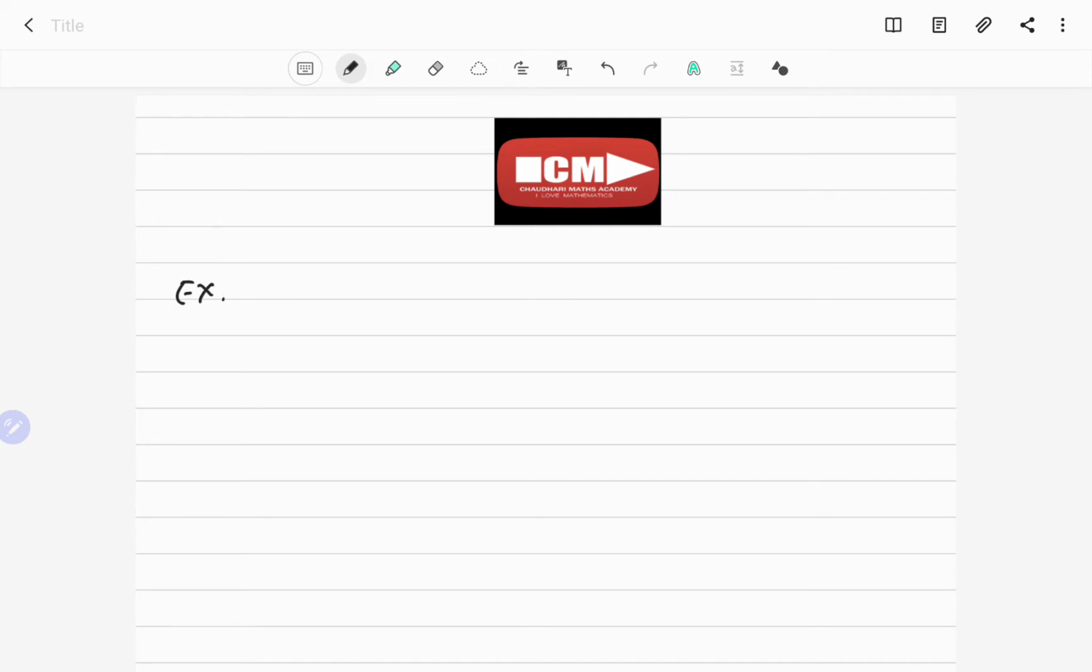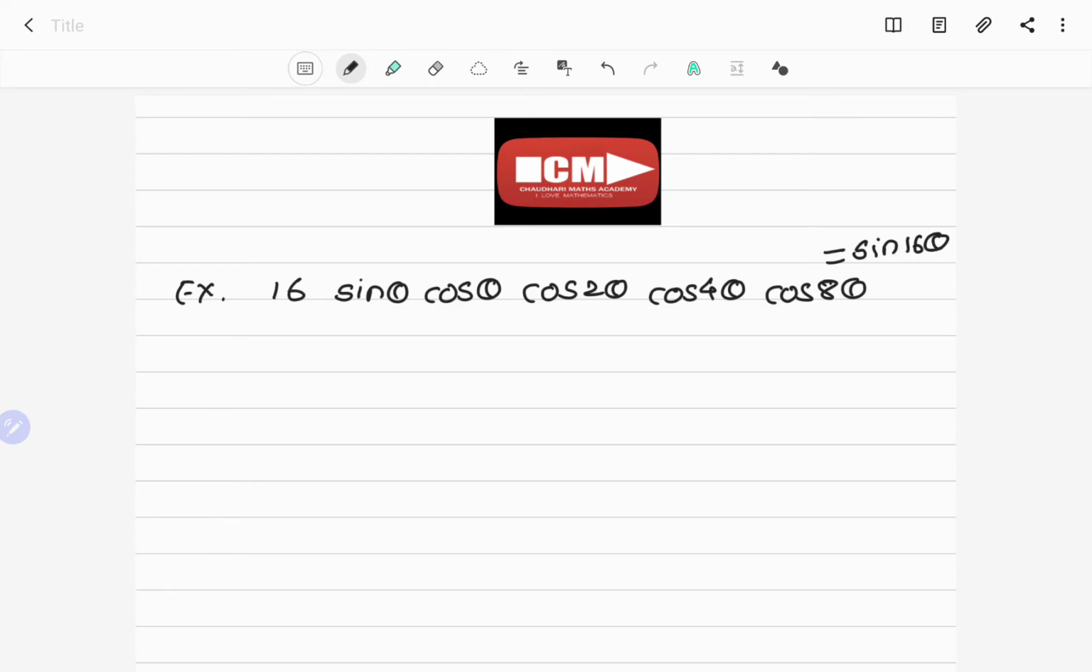So let me cover the next one, a very interesting question where we have to prove that 16 times sine theta cos theta into cos of 2 theta into cos of 4 theta into cos of 8 theta, and you have to prove that this is equal to sine of 16 theta. This is the thing that you have to prove. Very interesting problem.